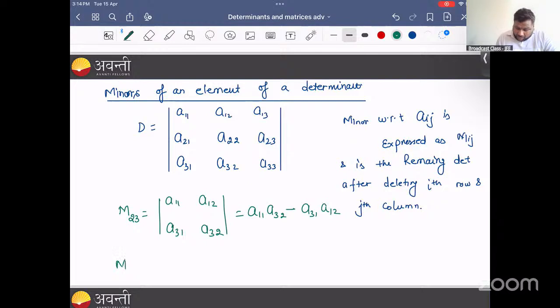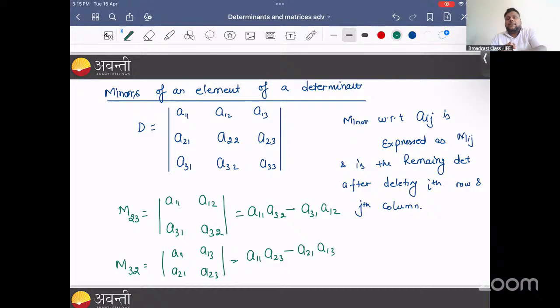Similarly, if I talk about the minor with respect to this element, delete its row, delete its column. So A11, A21, A13, A23. That is A11 A23 minus A21 A13. Understood? So this is how we find the minor with respect to an element.